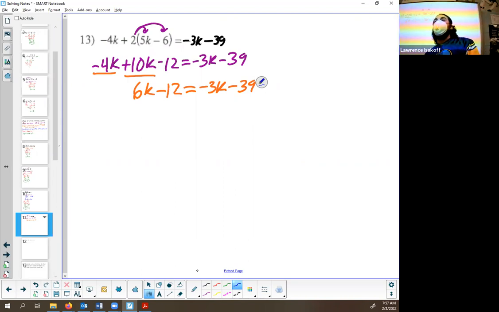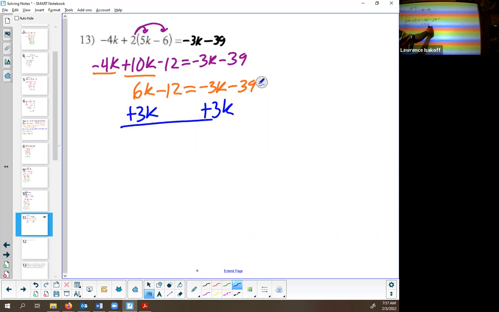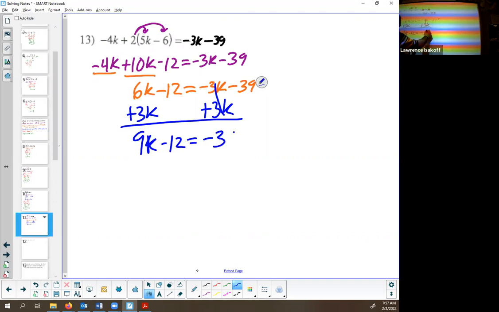Doesn't matter which one you do. We can add 3k, we can subtract 6k. Both will get us the same results. Subtracting 6k is just maybe going to make us deal with a few more negative signs. So only issue there is sometimes when we deal with negatives, I know some students can make some minor mistakes there. I'm just gonna go with the first one that was said, adding 3k to help keep us a little more positive. So that's gonna be 9k minus 12 is equal to negative 39.